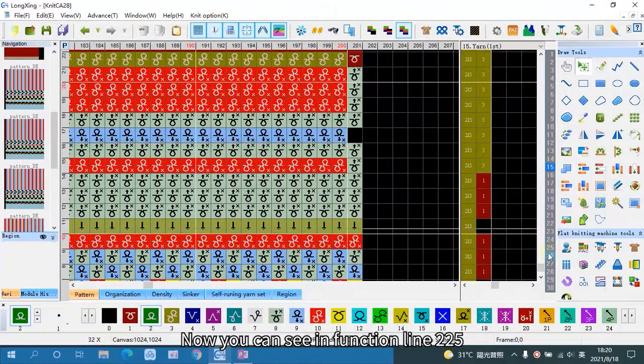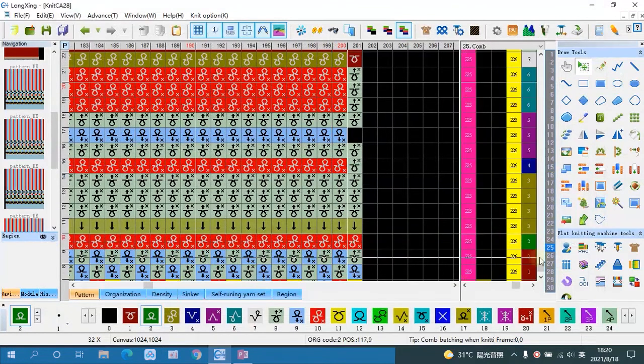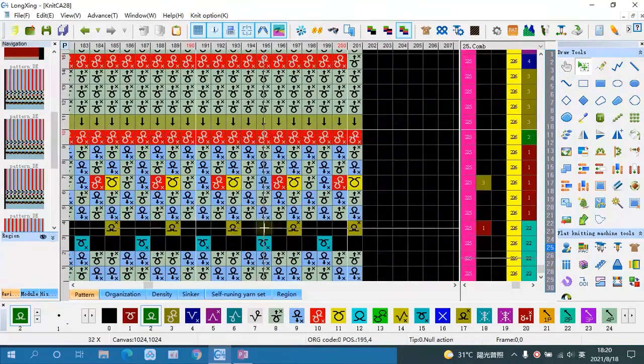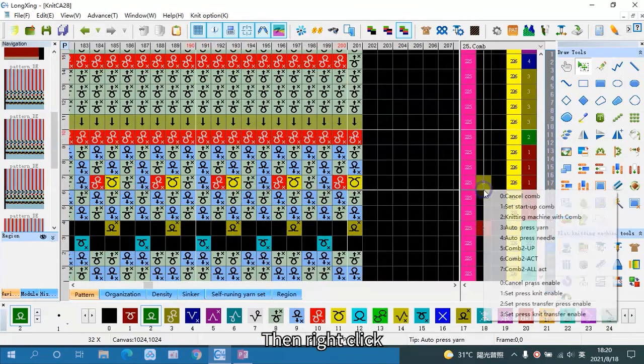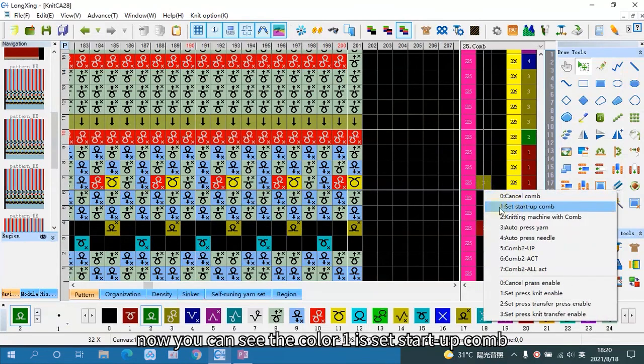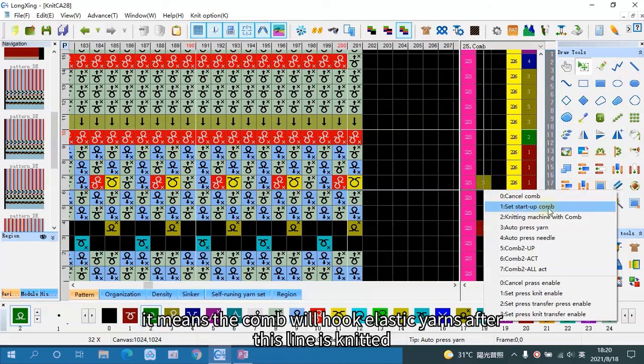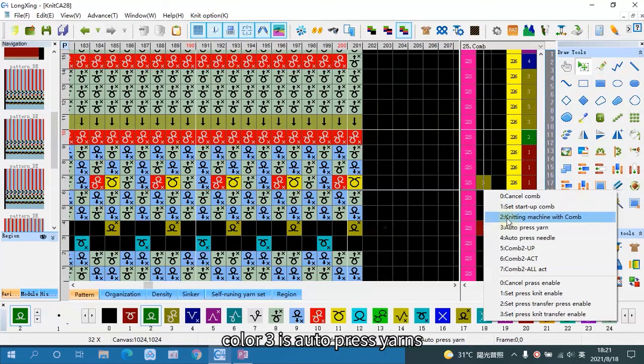Now you can see in function line 225 there is a color 1 and color 3 mark, then right click. Now you can see color 1 is set startup comb. It means the comb will hook elastic yarns after this line is knit. Color 3 is auto press yarns.